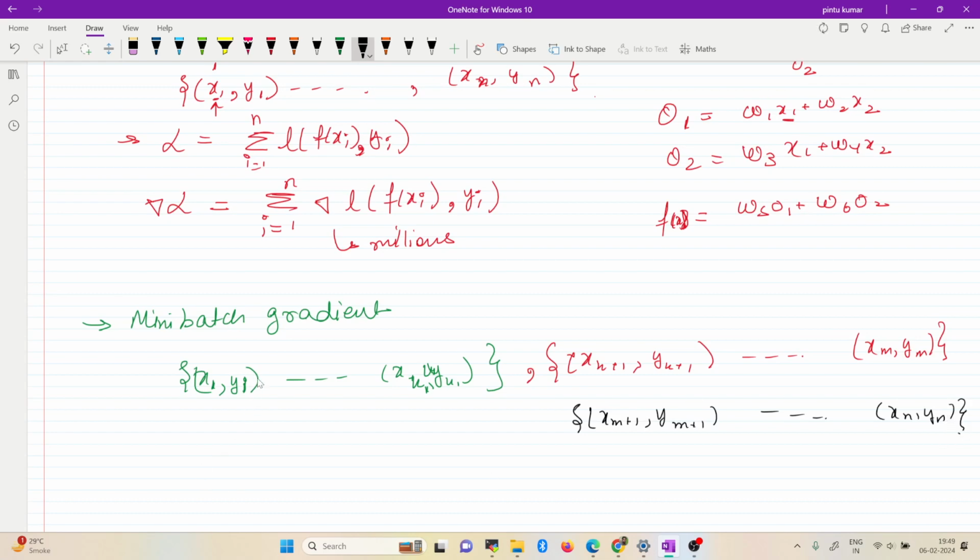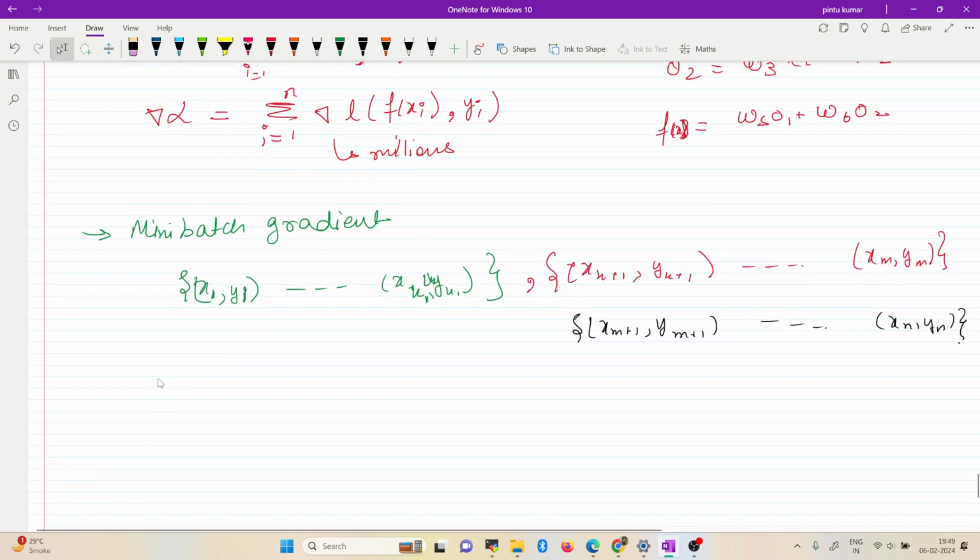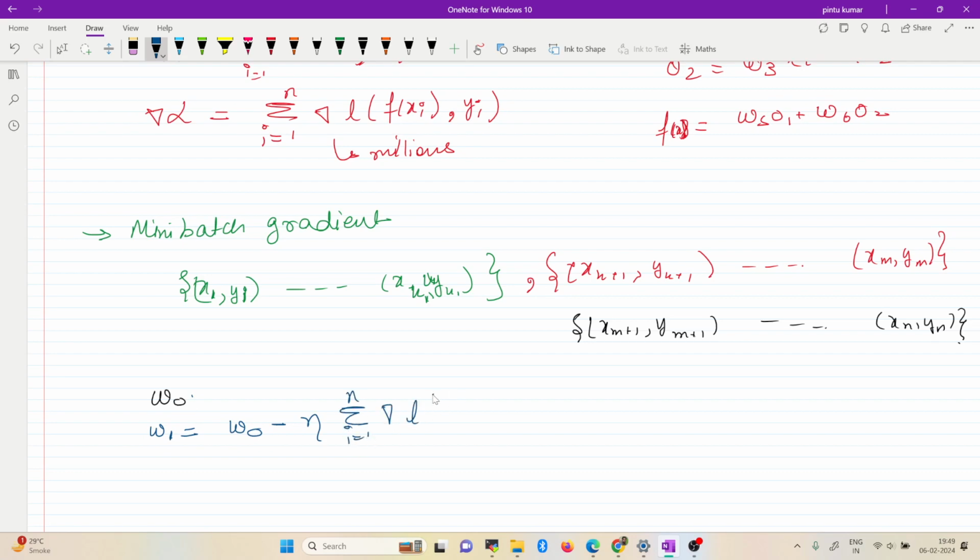Now rather than taking the sum from beginning to end, what people do is, for the first update, let's say we have w naught. The ideal situation should have been w1 equals w naught minus some eta times the summation i equals 1 to n of the gradient of L at f of xi comma yi. Right, this should have been the ideal situation.